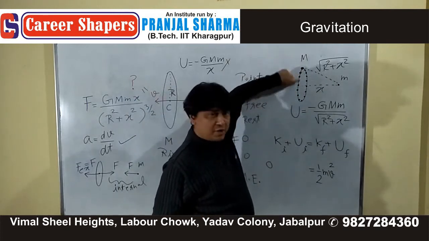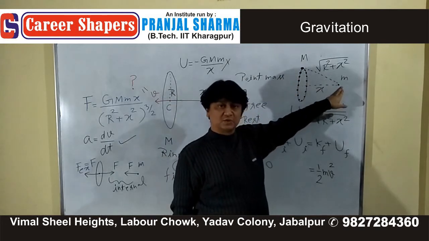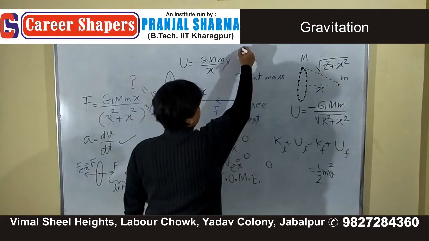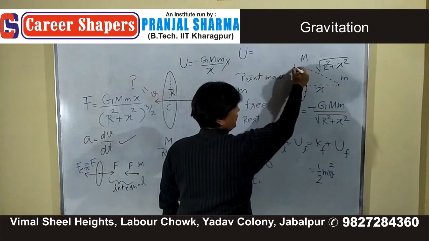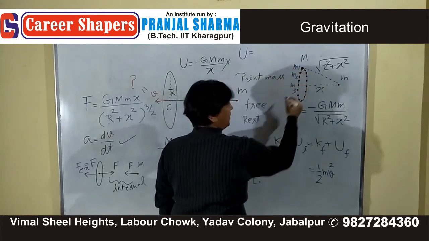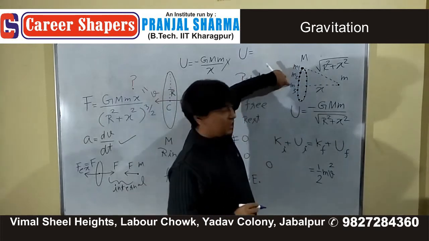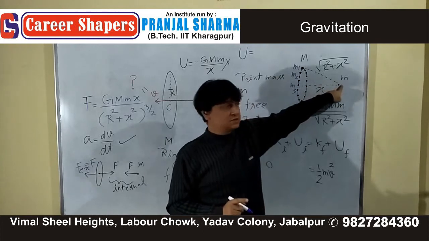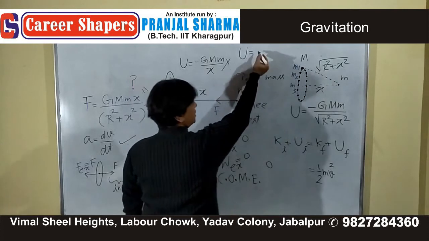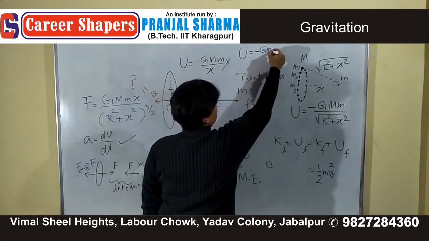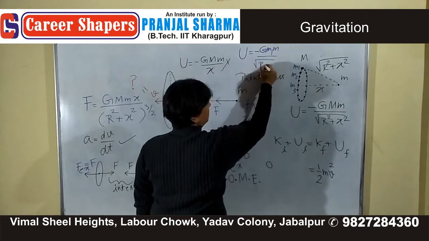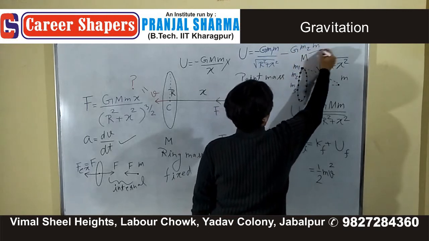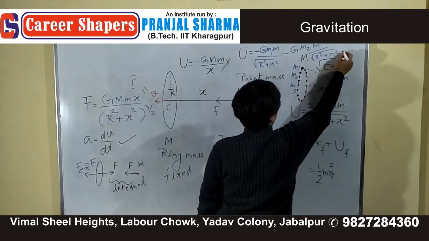Every point mass on the ring, its distance from small m is root over r square plus x square. Therefore, if you write all these things in this form, if you take the first point mass as m1, the second as m2, the third as m3, they are point masses, and capital M is the ring mass. These point masses, their distance from this point mass is root over r square plus x square, and therefore potential energy should be minus of G m1 m divided by root over r square plus x square. Then you will write minus of G m2 m divided by root over r square plus x square, and so on.